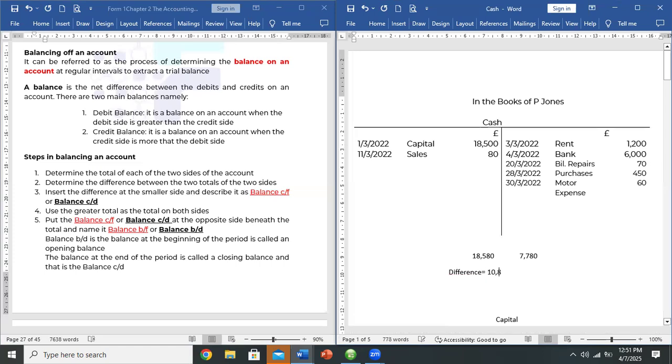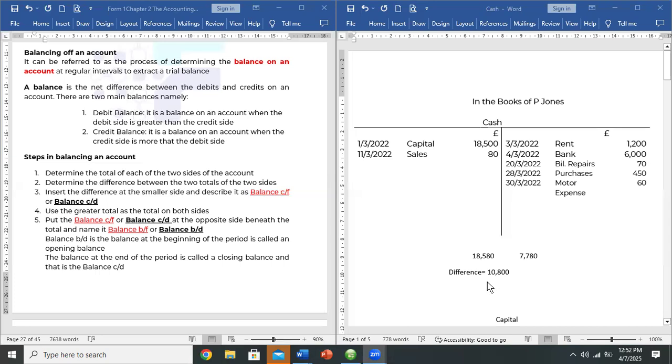10,800. Thank you. Great. So the third point now says insert the difference at the smaller side. So this difference we have determined in step 2, we insert it at the smaller side. Professors, when we compare the two sides, which one is the smaller? Okay, Prof. Portia. Sir, please, the credit side. The credit side, right? This side is smaller.